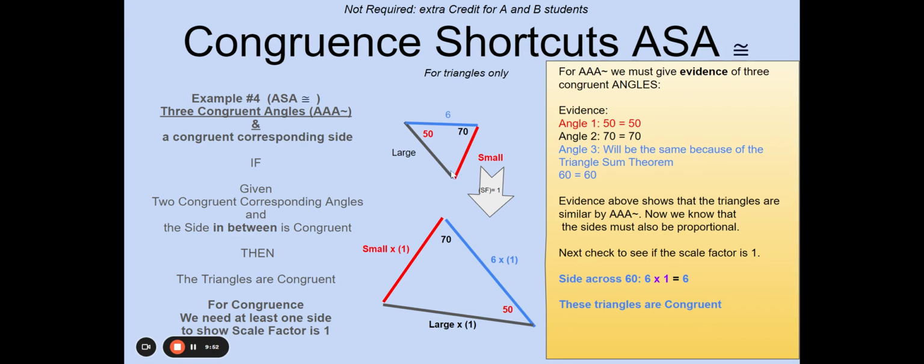Okay, so we have the 50 and the 70. The one here would be 60. Across from the 60 is a 6. We have the 50 and the 70. This would be the 60. Across from the 60 is a 6. So these are indeed congruent, right? Because 6 times 1 is 6.